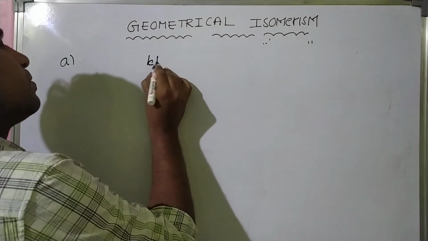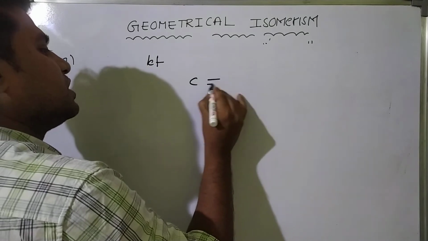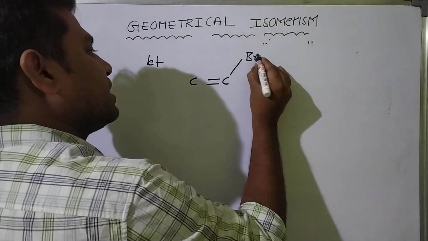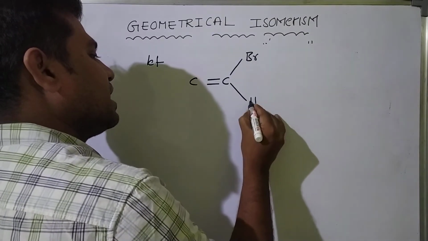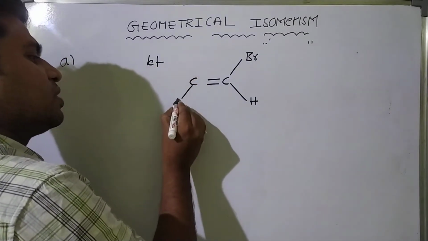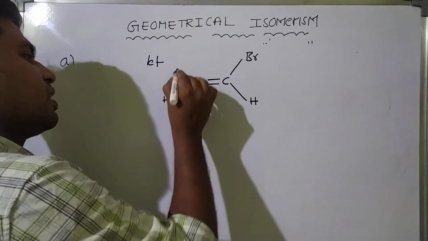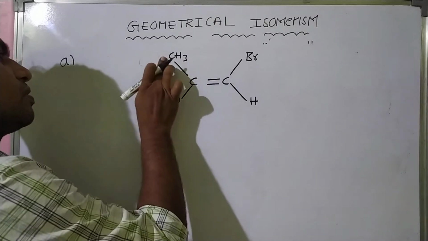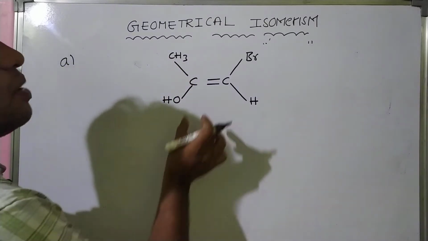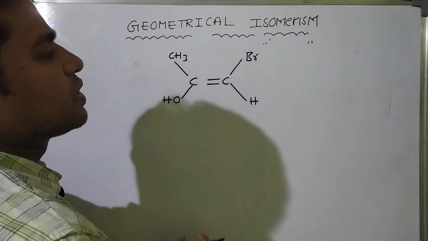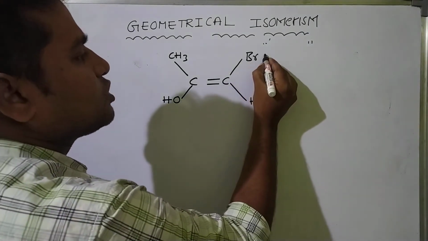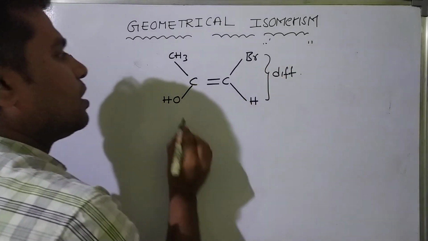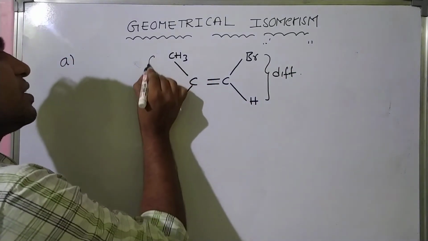Now, C double bond C, here this is bromine atom, this is hydrogen atom. Here OH, here some methyl group CH3. Okay, listen students, please observe this. Here these two groups are different. These two groups are different. These two groups also different.